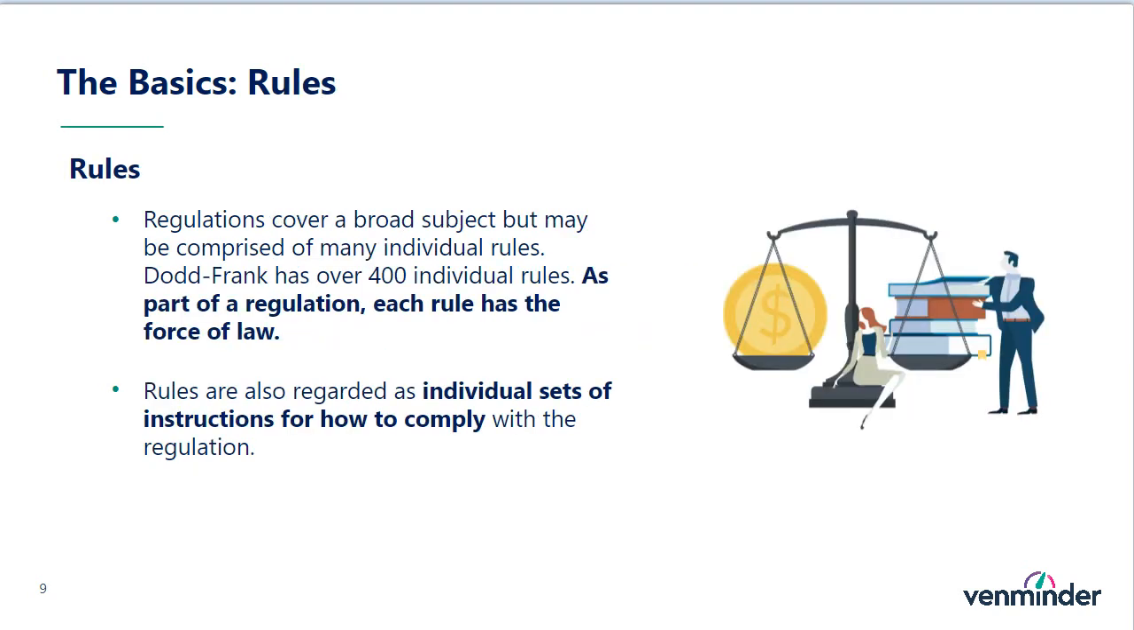Now we come to rules. Rules are usually individual components of a regulation. Usually each rule is going to address a specific part of the regulation. So for example, Dodd-Frank had over 400 rules, and each rule can be considered a law. We also can regard rules as individual sets of how to comply with the regulation.